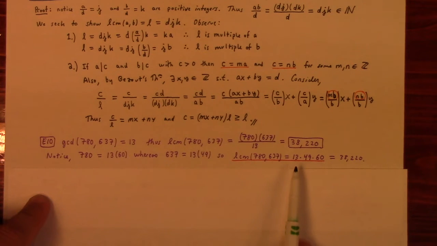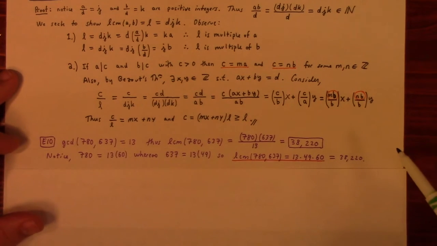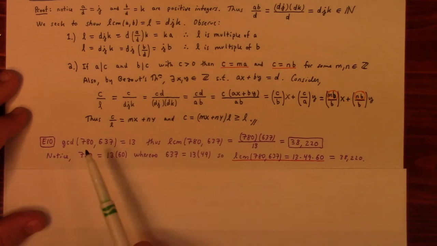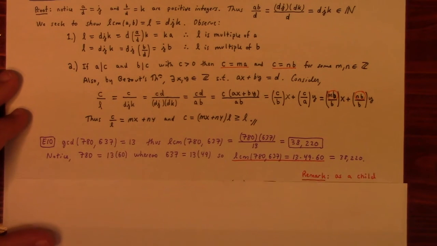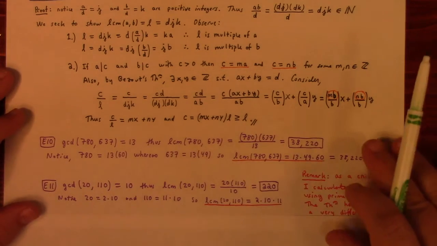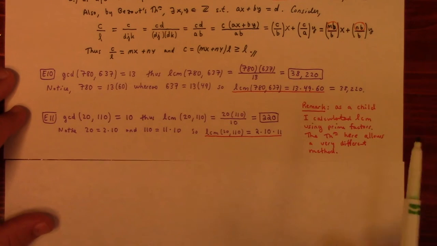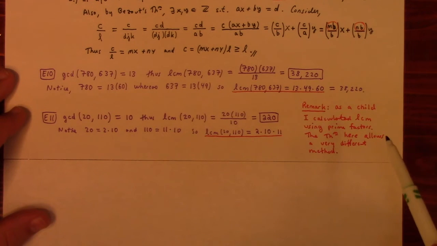So you can pick one of each factor that appears, or I don't know how to say it clearly. You guys use trees and factor trees and all that good stuff, whatever. But we could just calculate the GCD and take the product of the numbers divided by the GCD, and it'll give us the LCM, which is kind of neat. Because finding the factorizations of numbers is harder, right? It is harder. So, like I said, as a child I calculated LCM using prime factors, but this theorem allows for a very different method.